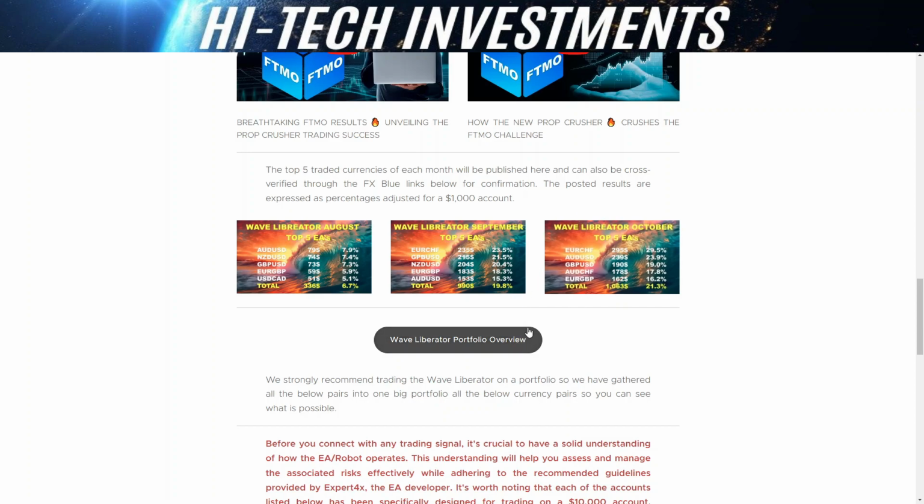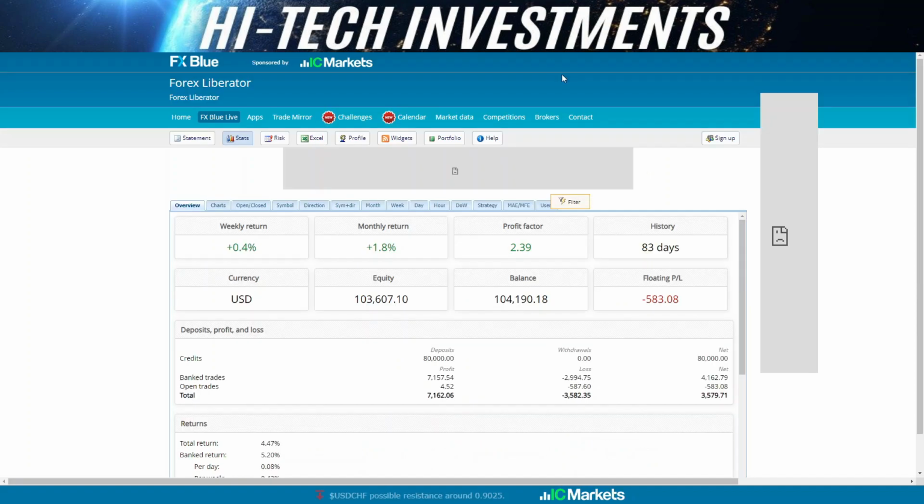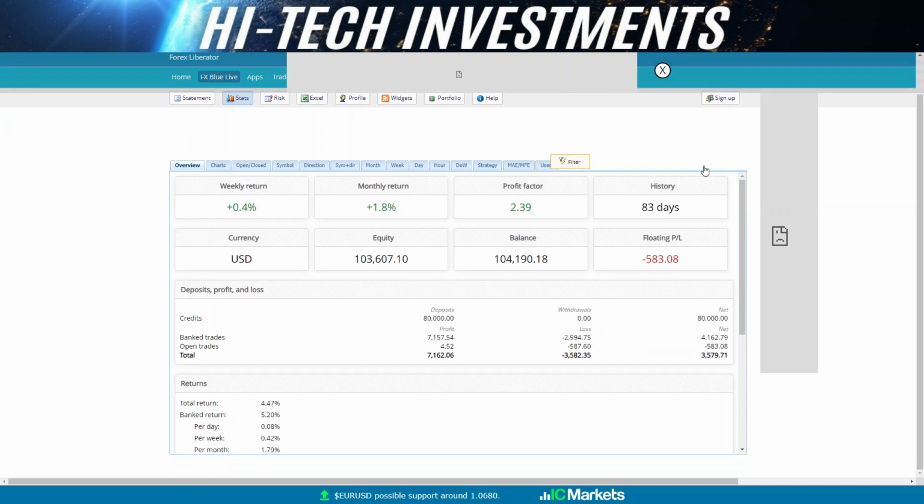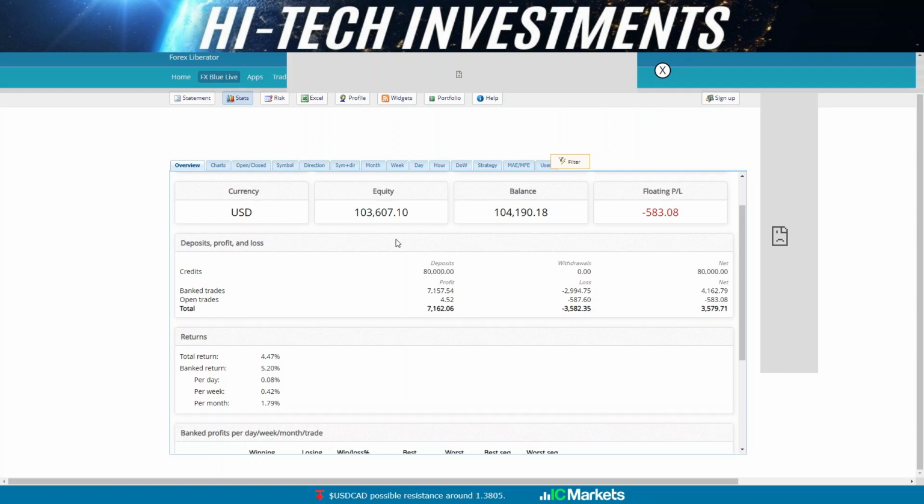And if we click that particular link, you will see this section up here, and this is now the full portfolio that is showing the results. And again, the trade history for this portfolio is 83 days. You can see the weekly profits at 0.4 and monthly returns 1.8. And a quick look again, so monthly returns is about 18% if you put all of them in here together.